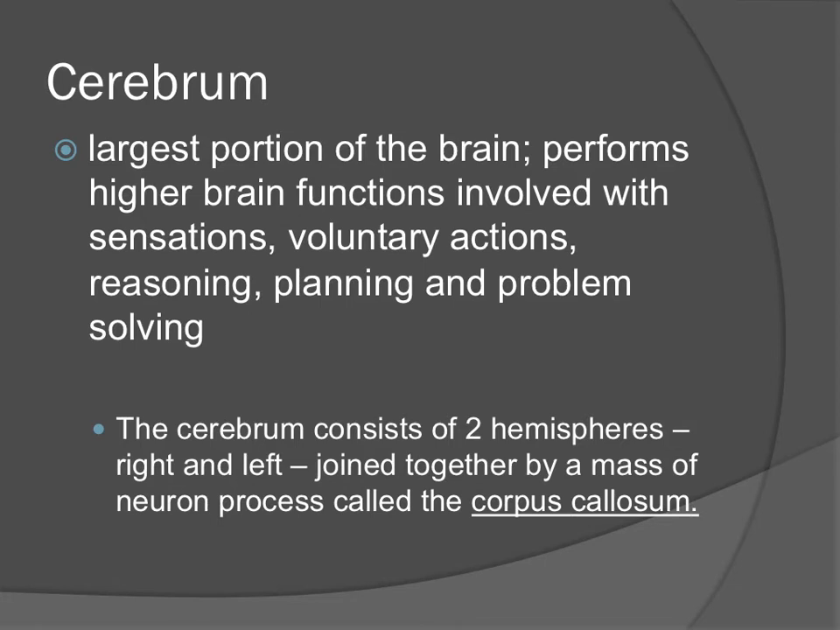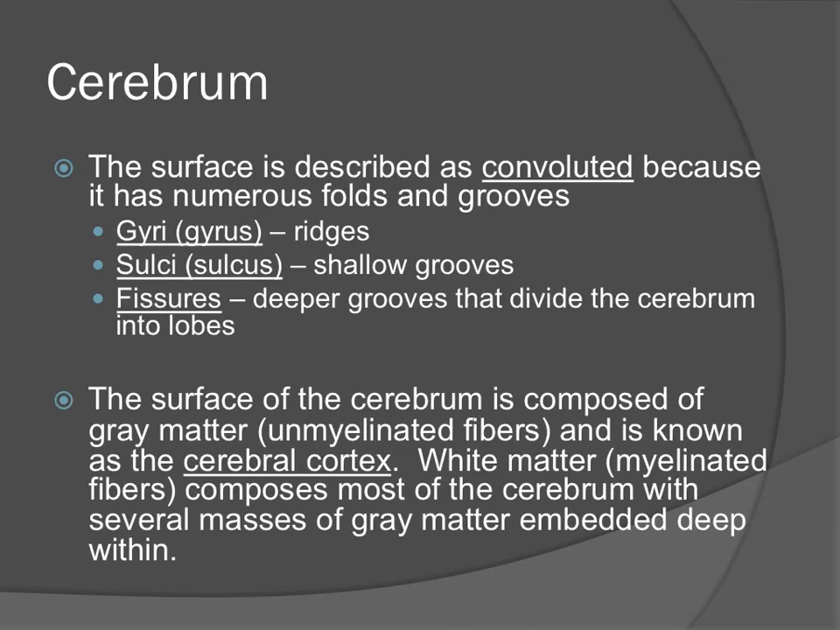So remember, this is the largest and most highly developed part of the brain, and it determines our intelligence, our personality, our thinking, our perceiving, producing and understanding language, interpreting sensory impulses, motor function, planning and organization, and even touch sensation. The surface is described as convoluted because it has numerous folds and grooves. The gyri are the ridges, the sulci are the shallow grooves, and the fissures are the deeper grooves that divide the cerebrum into lobes.